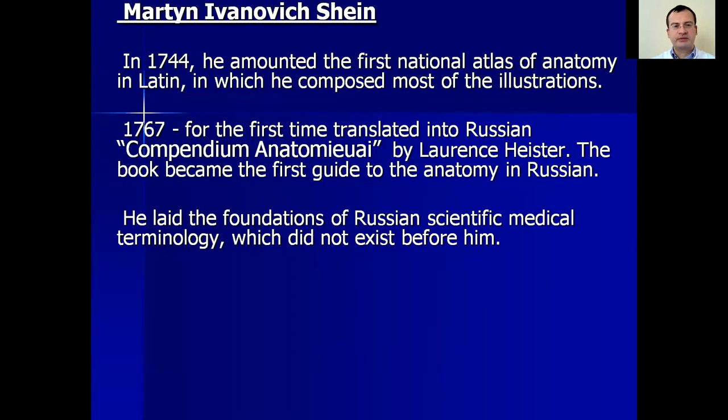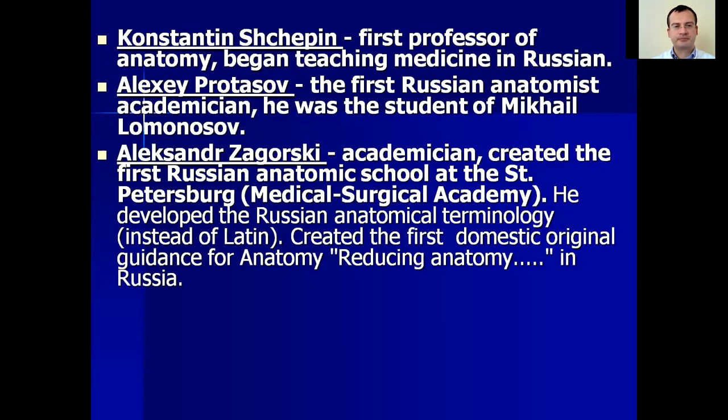Martin Ivanovich Shein. In 1744, he prepared the first national atlas of anatomy in Latin, in which he composed most of the illustrations. He, for the first time, translated into Russian Compendium Anatomicum by Lorenz Heister. The book became the first guide to anatomy in Russian. He laid the foundations of Russian scientific medical terminology, which did not exist before him.